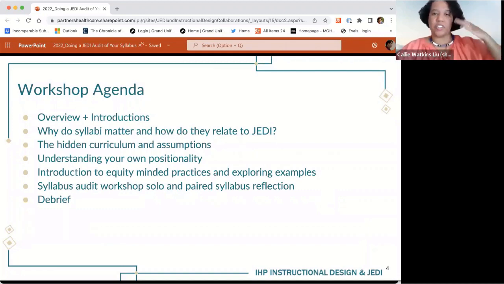Here is our agenda of how we're moving through everything: our introductions, why syllabi matter, hidden curriculum, understanding your own positionality, introduction to equity-minded practices, your solo and paired reflection, and then a debrief.